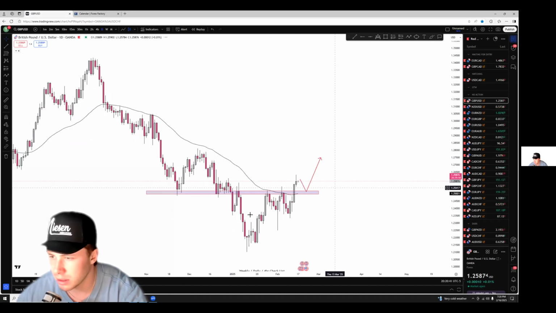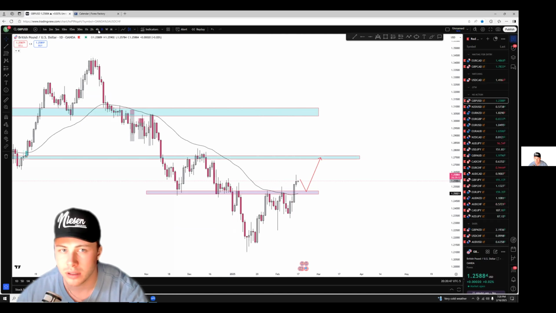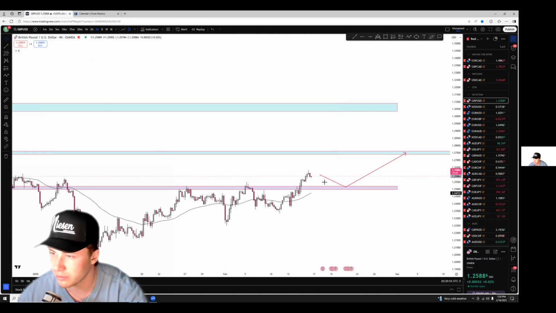Go back here. Here's some structure. Double bottom. Here's the push. Here's the pullback. Here's the trade. Okay. So let's go to the 4 hour. What do we see on the 4 hour? Yeah, kind of nothing pretty, other than the fact that the 4 hour is going to go bearish.